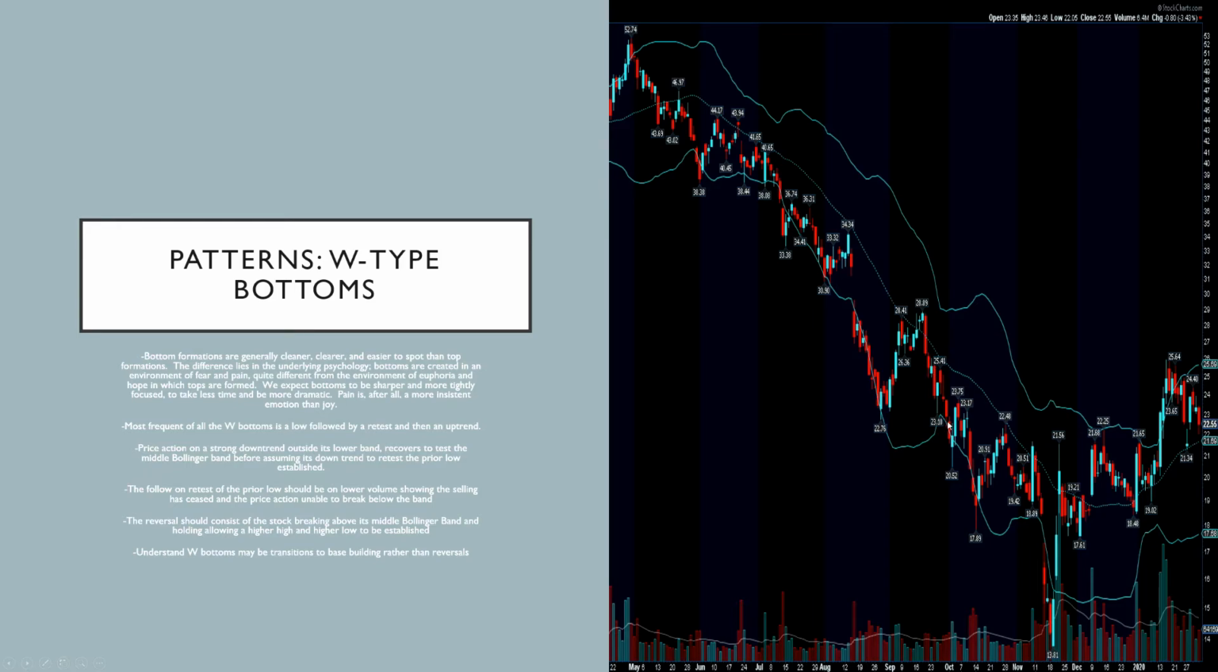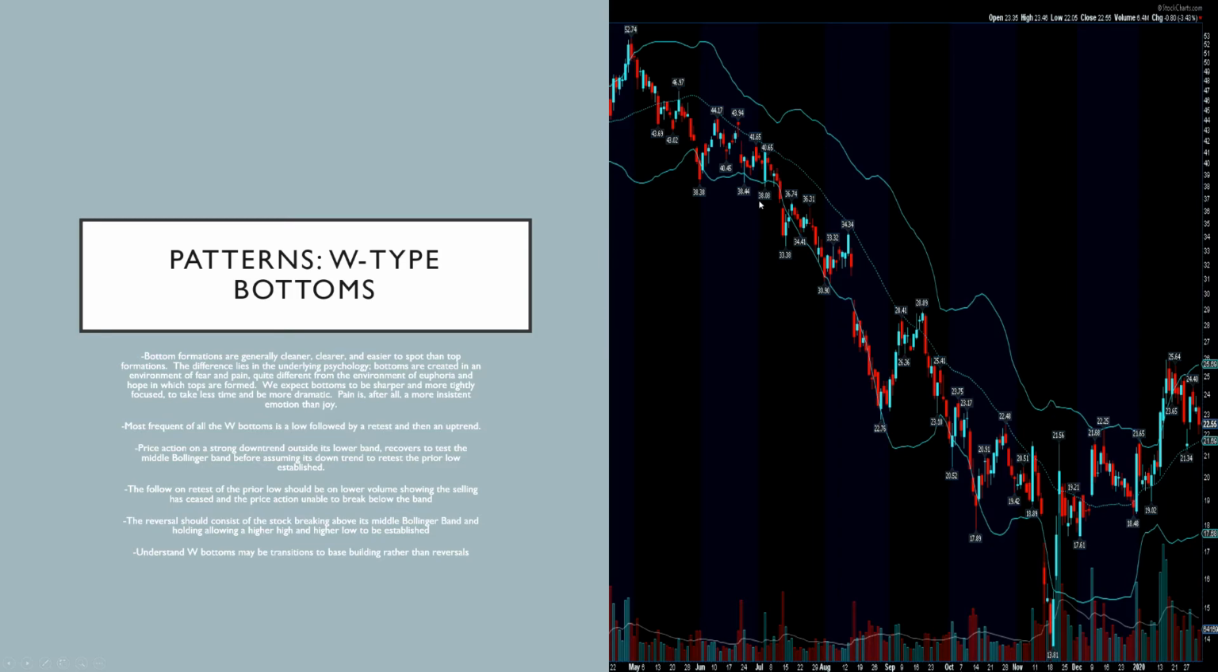again rejected, back into another downtrend, tries again, rejected, and then one final huge sell-off of capitulation before the stock establishes its first bottom at 1381. A lot of buying to pull it back up towards that middle band, and then the price action consolidates up under it and then breaks above it and establishes itself above the middle band. Okay, so that's what a W type bottom is.